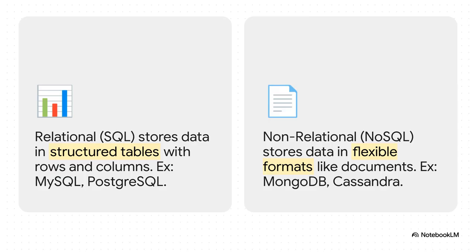Now, databases pretty much fall into two main families. On one side, you've got your relational databases. You can think of these like spreadsheets on steroids, very structured with neat tables, rows, and columns. And on the other side, you have non-relational or NoSQL databases, which are way more flexible and just perfect for the kind of messy, unstructured data of the modern web.